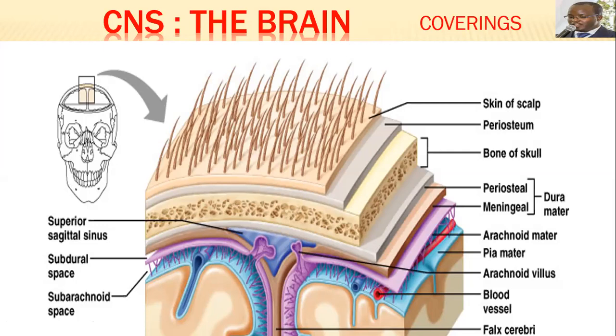So in between the arachnoid mater and the pia mater, this is where you find the subarachnoid space. In the subarachnoid space, you have cerebrospinal fluid, and you can also have blood vessels located within the subarachnoid space. Then you have the pia mater, and under it the cerebral cortex. So these are just the layers that are protecting the brain cells.